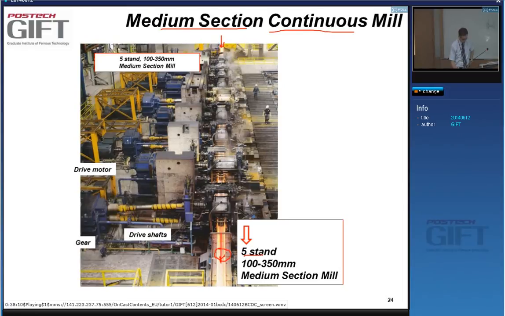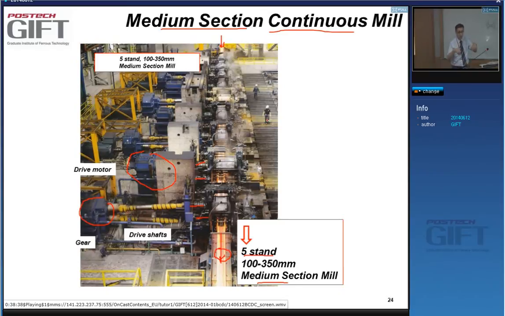So you can see here you have the motors. These are the vertical parts. Here you see there are motors in between. Yes, there's another motor here that takes care of the horizontal parts, the horizontal rolls of the mill.